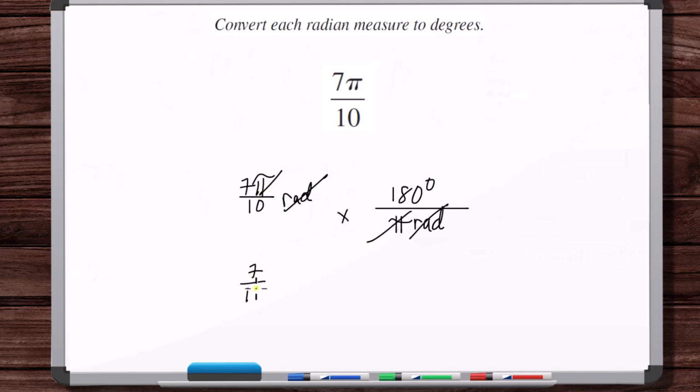Okay, so 7 over 10 times 180. 10 divided by 10 is 1. 180 divided by 10 is 18. So 18 times 7. 8 times 7 is 56. 7 plus 5 is 12. So 126.